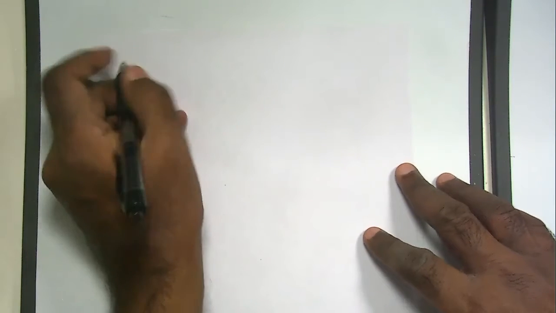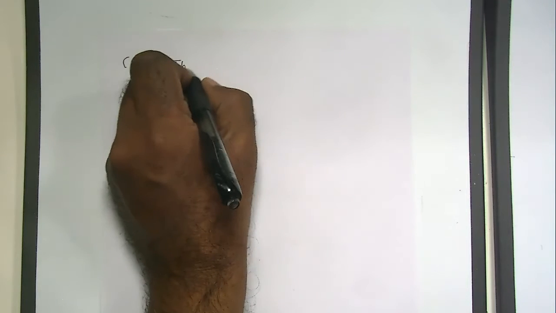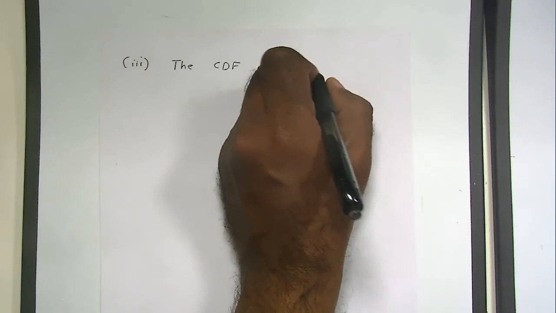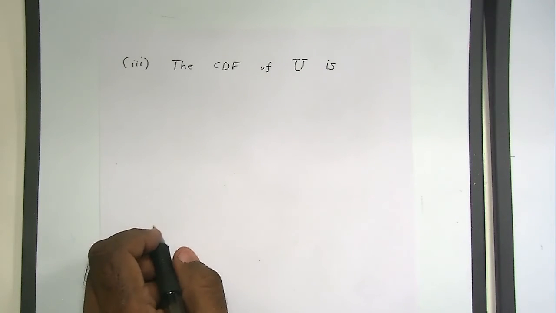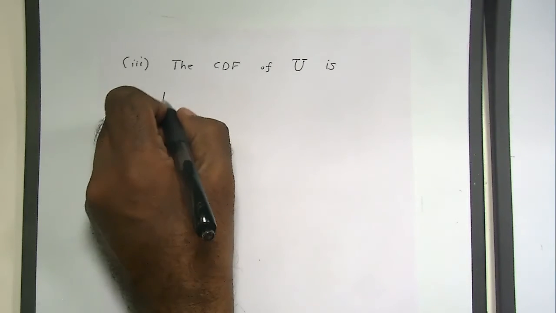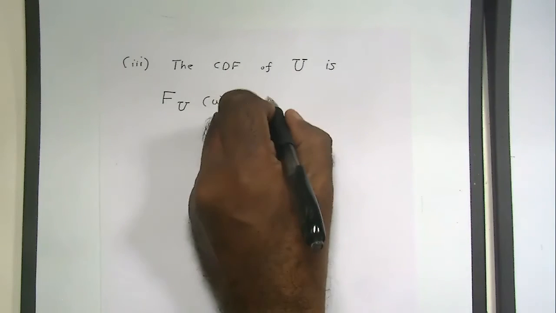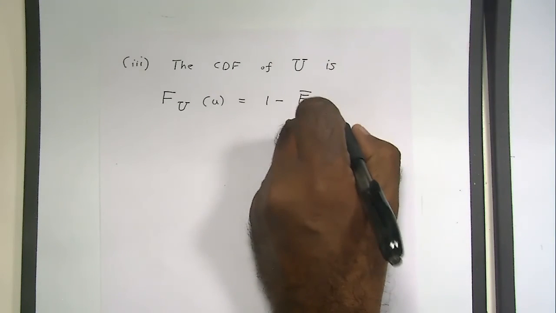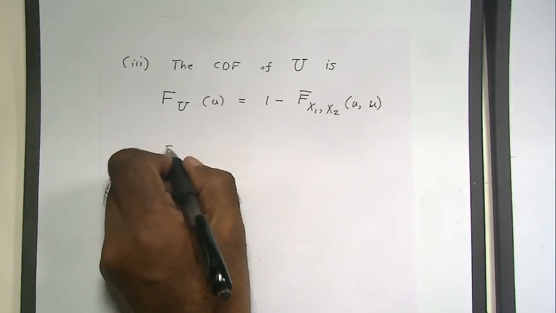All right, part 3, the CDF of U. What is the formula for the CDF of U? Can somebody tell me? I just wrote it down a few minutes ago, guys. Don't tell me you forgot already. What is the formula for this? 1 minus. Okay, so this will be 1 minus what?